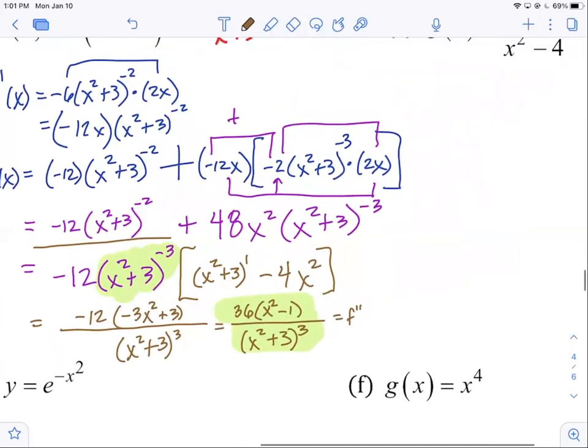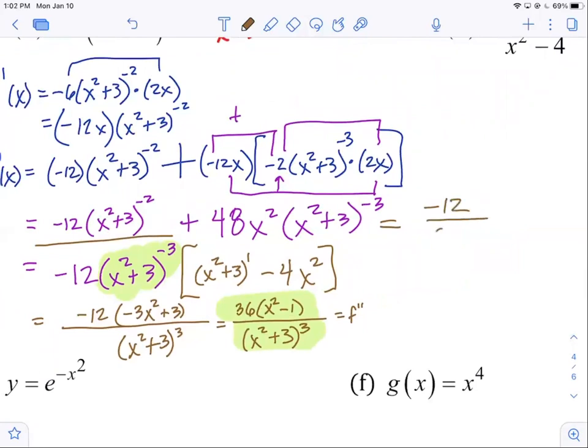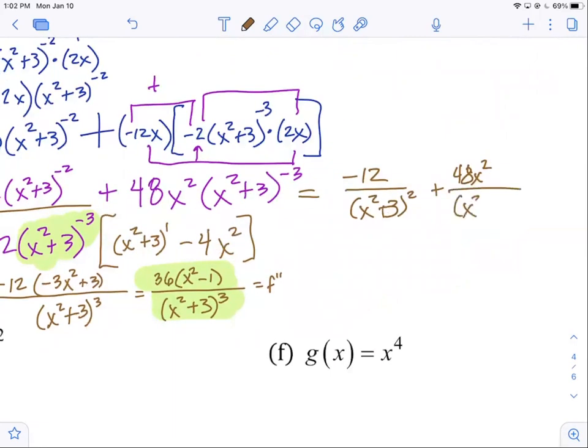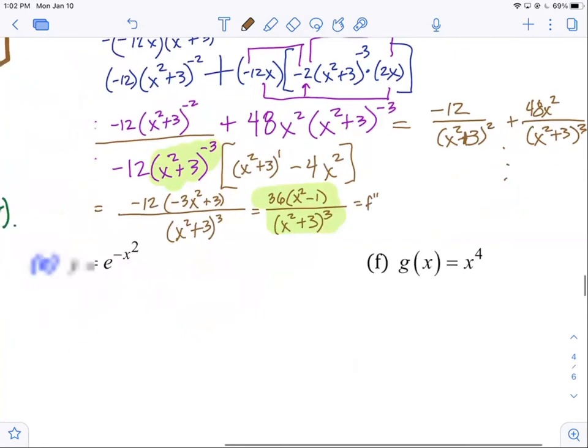Now, if you want to simplify it this way, watch, you can work off to the side. You can put that as negative 12 over x squared plus 3 squared, and then plus 48x squared all over x squared plus 3 cubed. And then you can get a common denominator. If you like that better, I don't care which method you use. On here, you would just have to multiply this by x squared plus 3 over x squared plus 3. So if you like that better, go for it. It works great. I'm trying to expand your horizons.